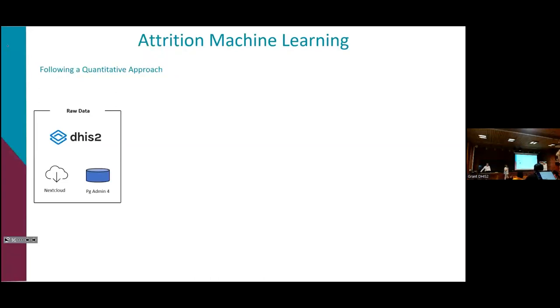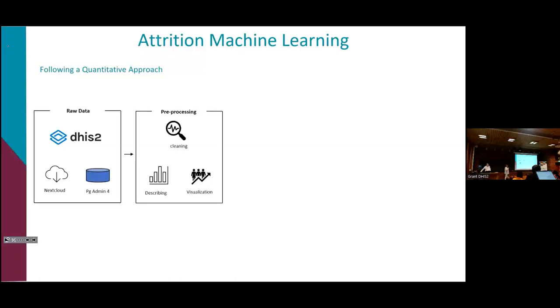In our machine learning model, we follow the quantitative approach of data collection or the raw data from DHIS2. We have HR and financial systems that dump data onto a cloud environment. We're using pgAdmin, a dimensional data model, to extract that data out, to store the data, and we extract it from there.